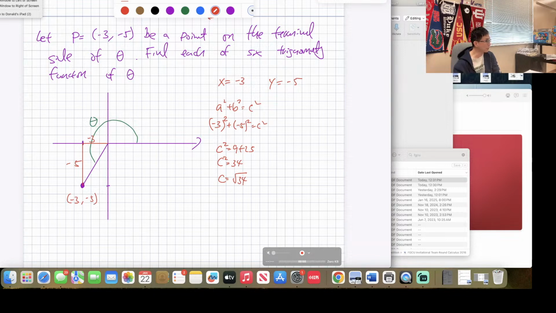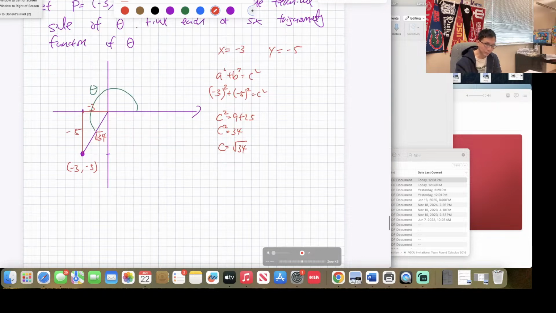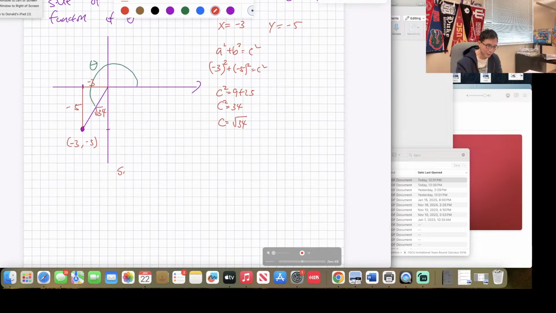Now, good thing about hypotenuse, they are never negative. They're just distance from origin to that point. So here it's going to be square root of 34. Is that okay? Fairly easy, right? Now we just have to write out sine of theta. This is going to be the easiest part of tomorrow's test, I feel like.